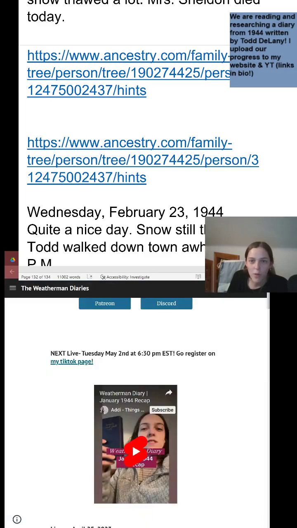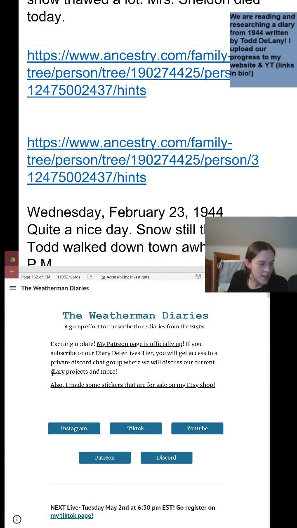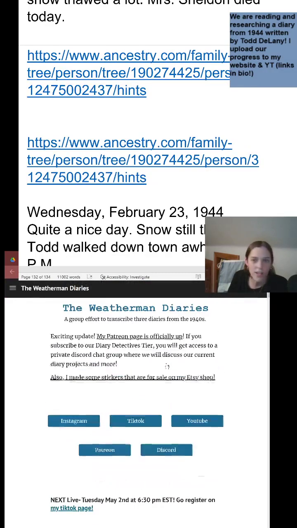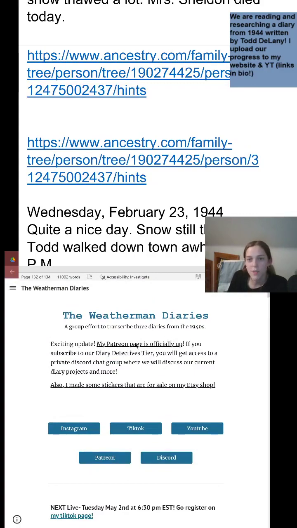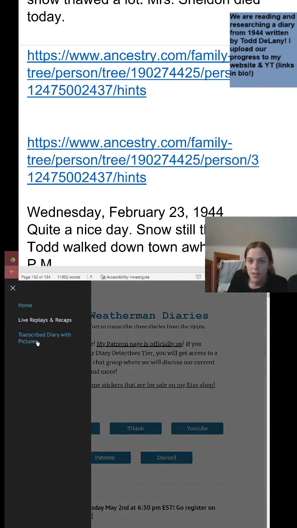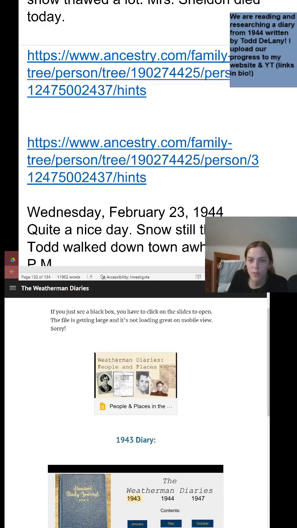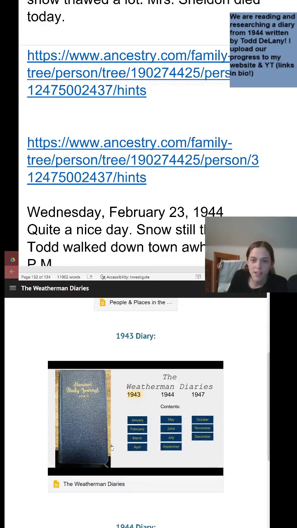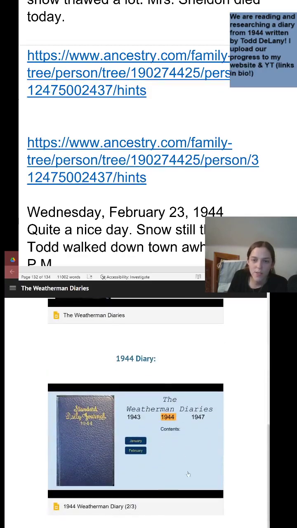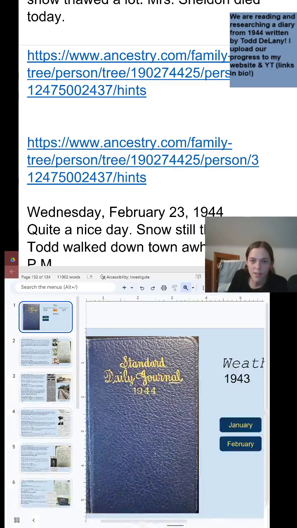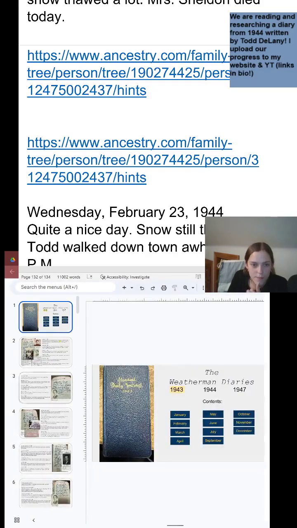So I'll open up, this is what the blog looks like. This is on a windowed version, so it's a little bit more clunky looking. But basically, this is my website. It's on my Linktree, and it has links to everything, which is cool. But it also has the transcribed diary with pictures, and you can click on it. Put the people in places at the top. This is the 1943 diary, and then this is the 1944. So all these slides that I'm showing are on the website.